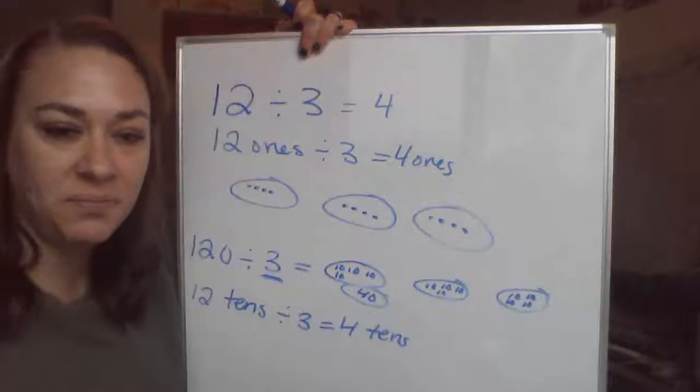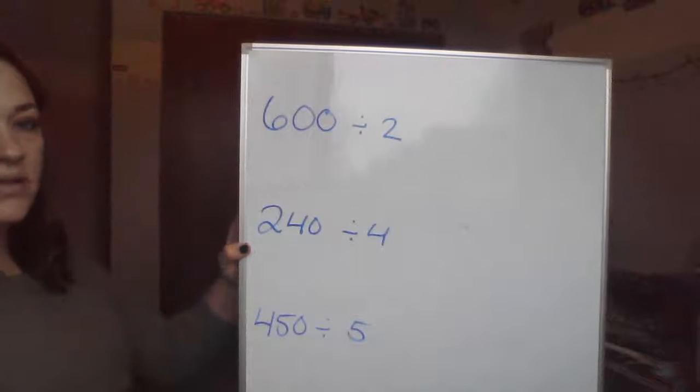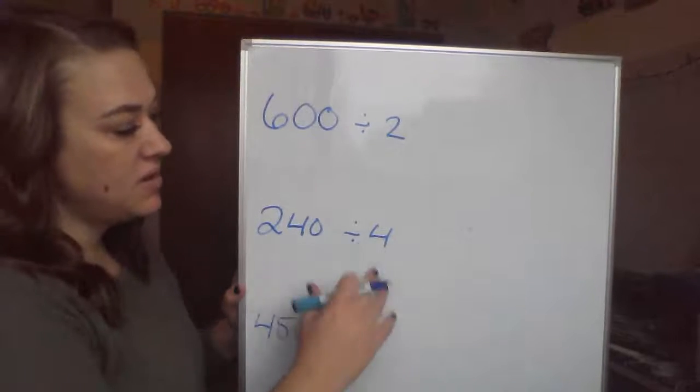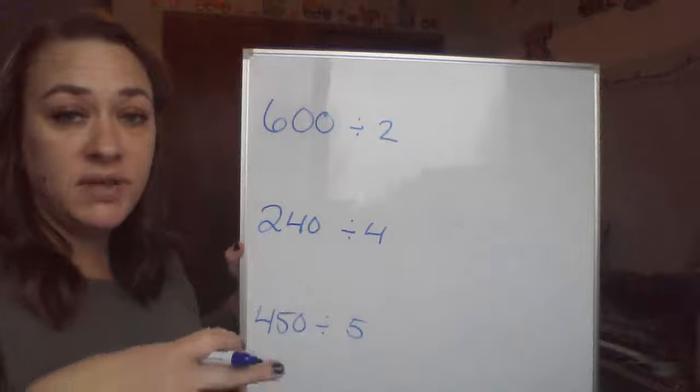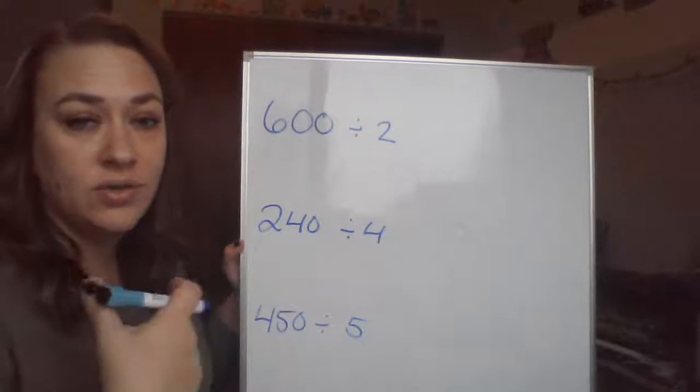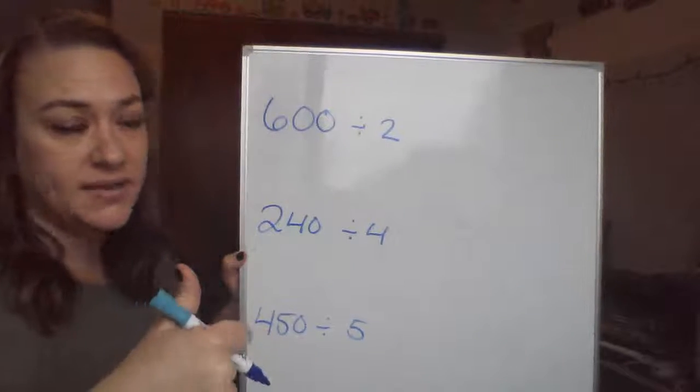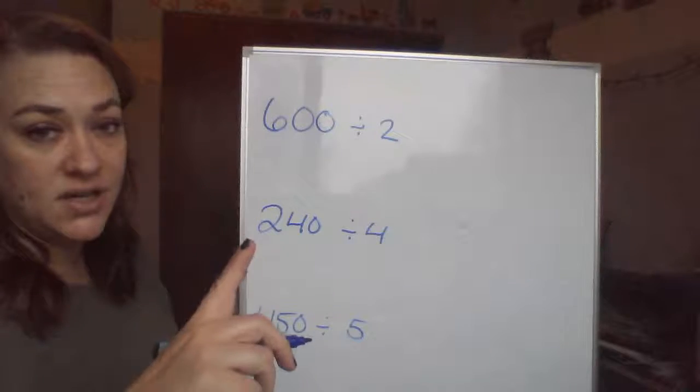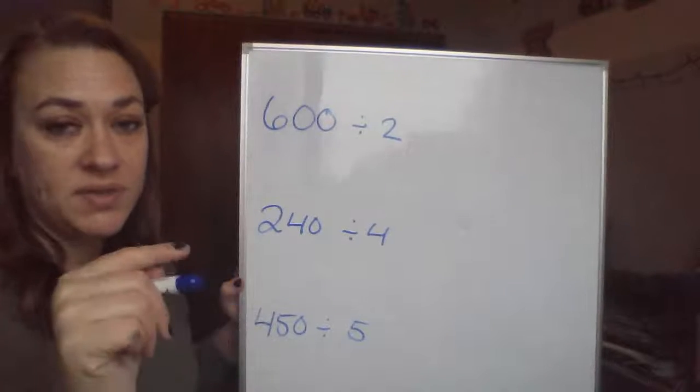Okay, let's do some more. All right, so here's our last 3 for the day. So we're not going to use a place value chart. We're not going to do the place value disk. We're just going to use our understanding of multiplication facts and division to help us through this one.